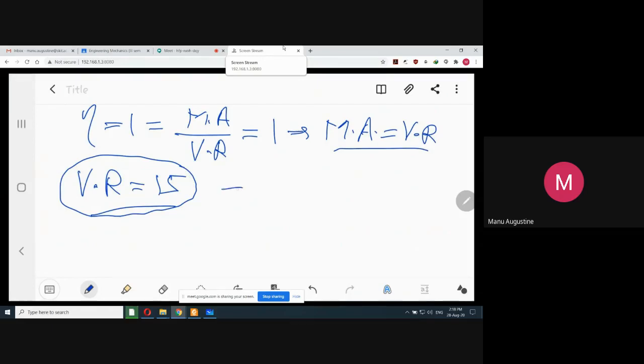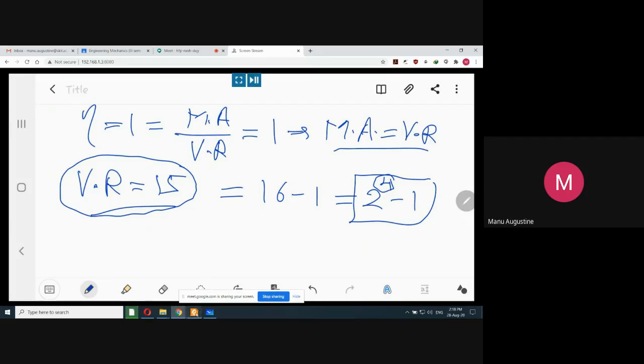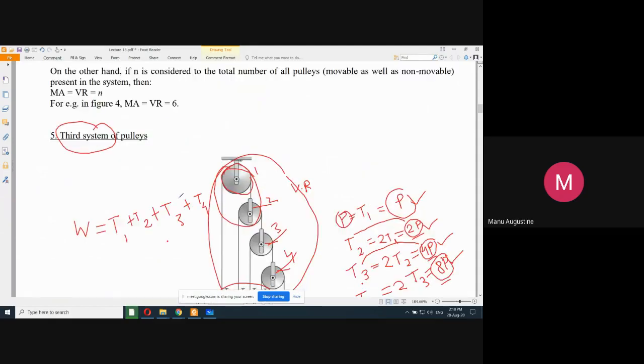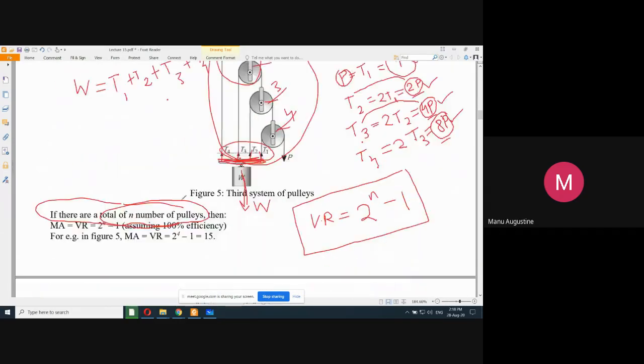Can I write this as 16 minus 1, and can I write this as 2 raised to power 4 minus 1? Yes, absolutely. And what is this 4? This 4 is nothing but the total number of pulleys: 1, 2, 3 and 4, irrespective of whether these pulleys are movable or non-movable. बस आप तो total pulleys count करोगे third system of pulleys. So these are the formulae.